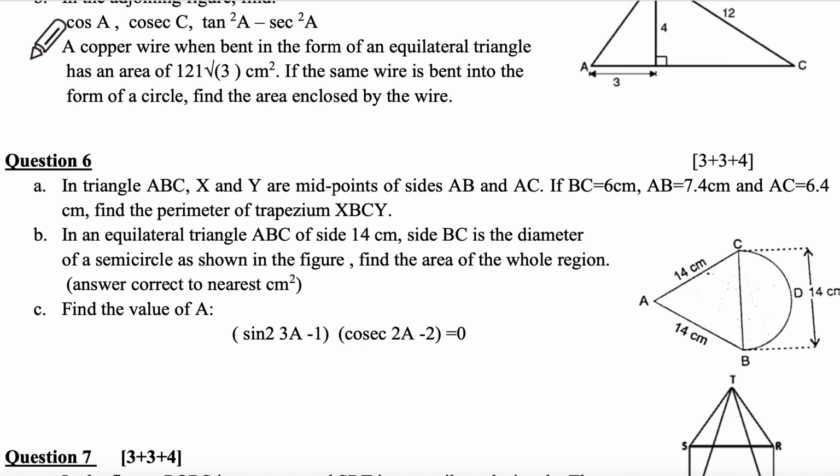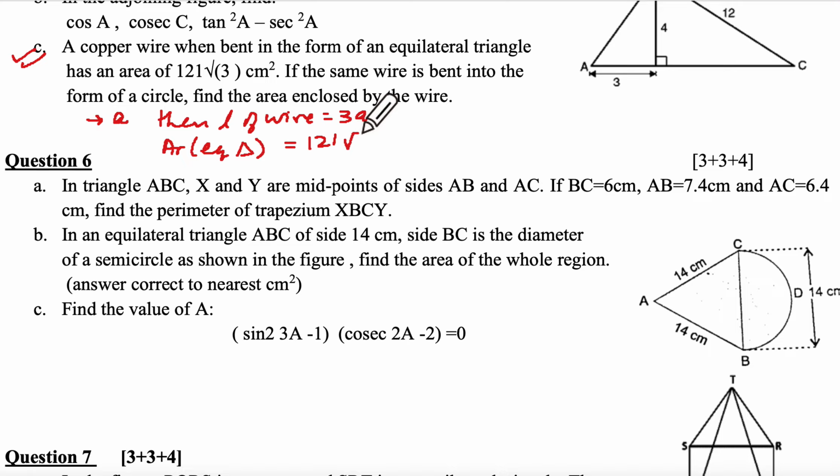This one is an important question. Copper wire bent in the form of equilateral triangle has area blah. So equilateral triangle. So each side of equilateral triangle, if they call as A, then length of wire will be equal to 3A, but they say area of equilateral triangle is how much? 121 root 3.